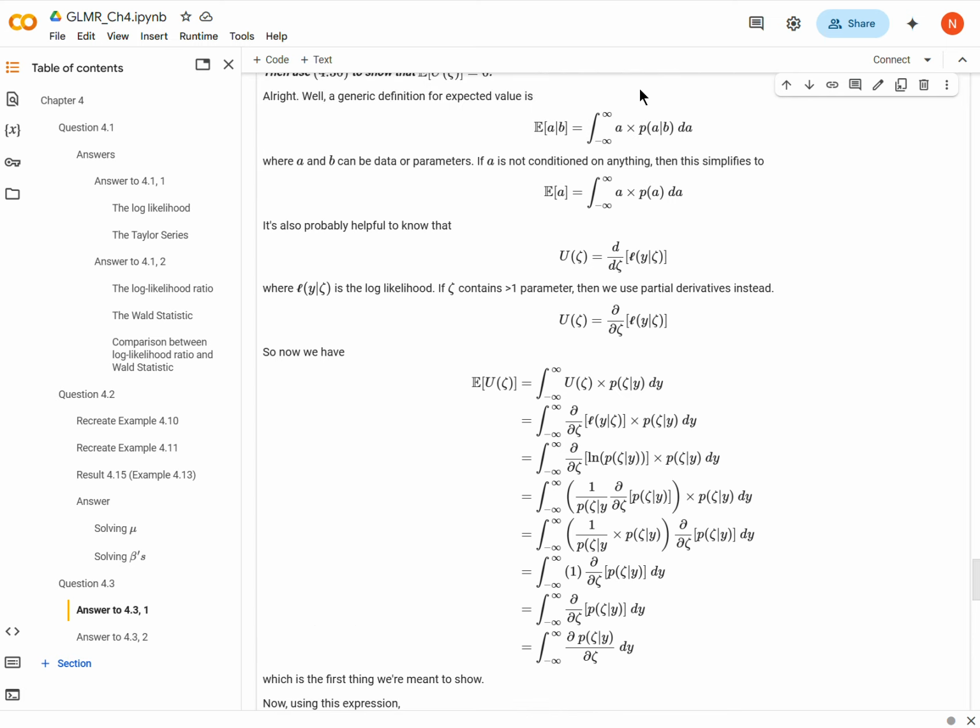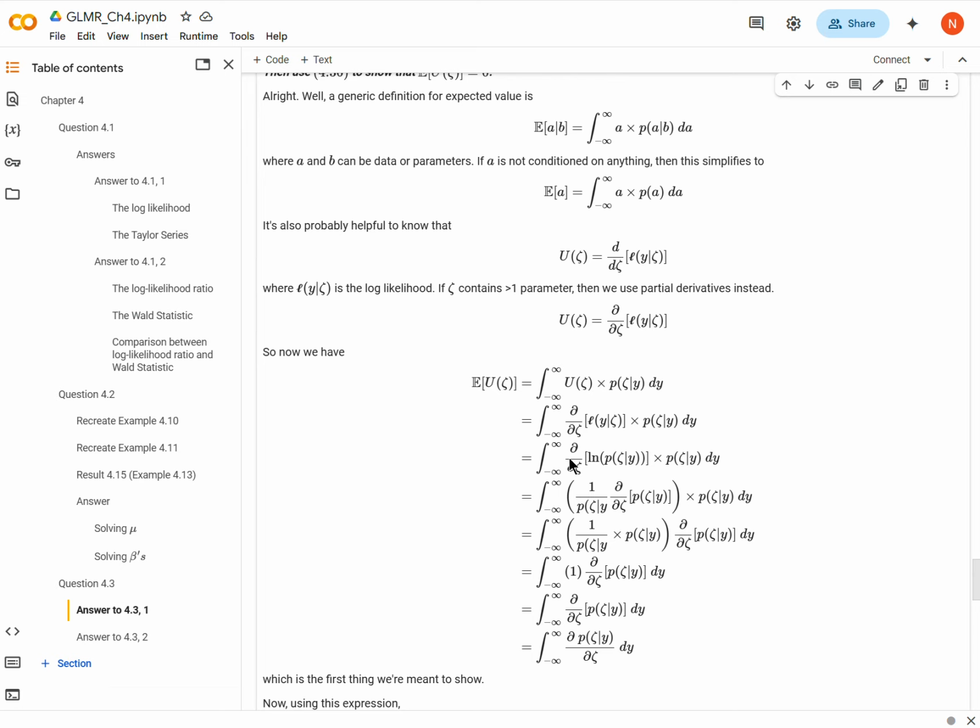So if we apply those two things to the expected value of the score function, I take my definition of expected value. I'm trying to find the expected value of the score function, so I take the value of the score function times the different possible values of zeta, because zeta is determining the value of the score function. So I just expand the score function, and I've expanded all the way to the log likelihood right here.